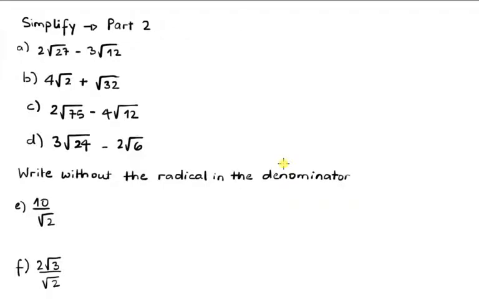Alright then, continuing with our discussion of radicals and surds, what we'll do in this video is a few more slightly complex applications of radicals and surds, which is why it says simplify part 2. And what we're trying to do is combine everything that we've learned and apply it to questions that test all of those concepts together. So let's have a look at A, for example.